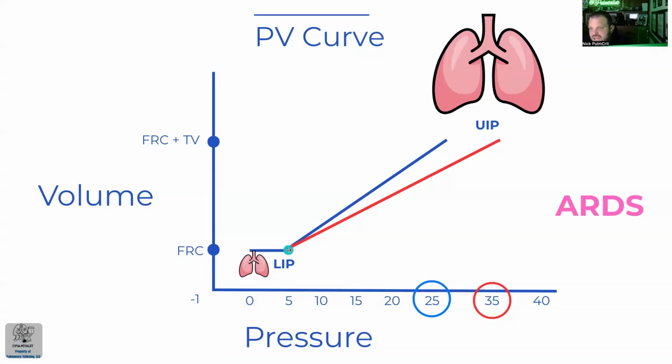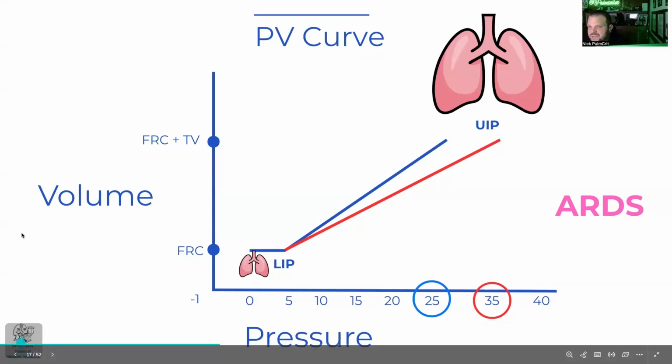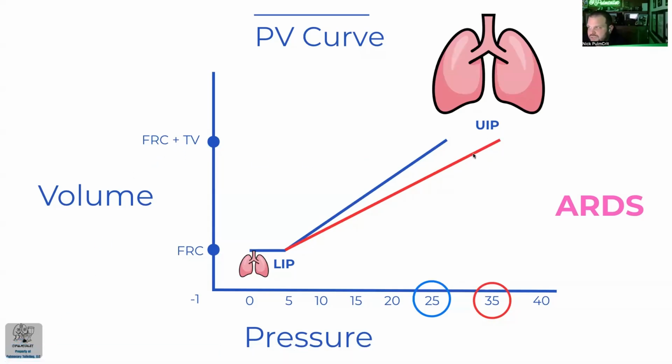For each delta change in volume, I need more pressure to do that. So I certainly get to my upper inflection point much faster, which, if we're calling 30 our upper inflection point, then at some point it may not be exactly a straight line. We might see one of these things, where you can't really get more volume, but we're getting higher and higher pressures.